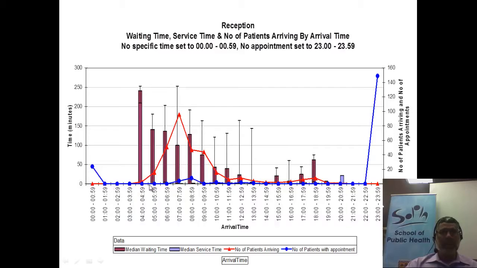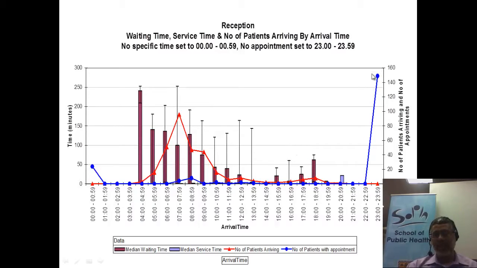Also you'll notice the number of patients with appointments is given in blue here. You can see very few patients had appointments, and those who did had appointments for 8 o'clock.